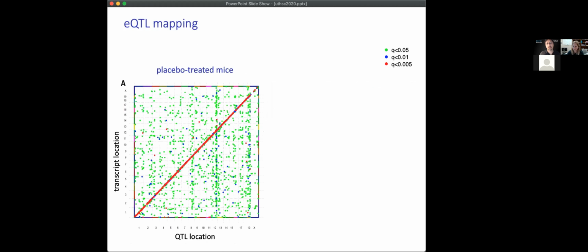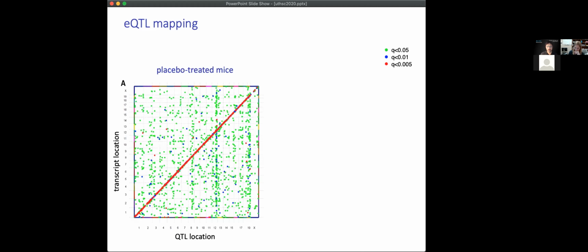So this is an eQTL mapping plot, and probably some people are familiar with this kind of plot, but others, it just looks like a complicated picture. So what's going on here is that on the vertical axis, we've got the location of the transcript that we're measuring the expression of. And on the horizontal axis, we've got the location that we find a QTL for that transcript.